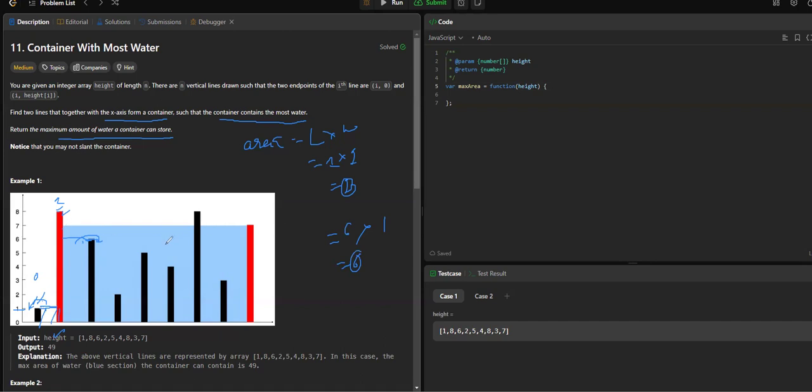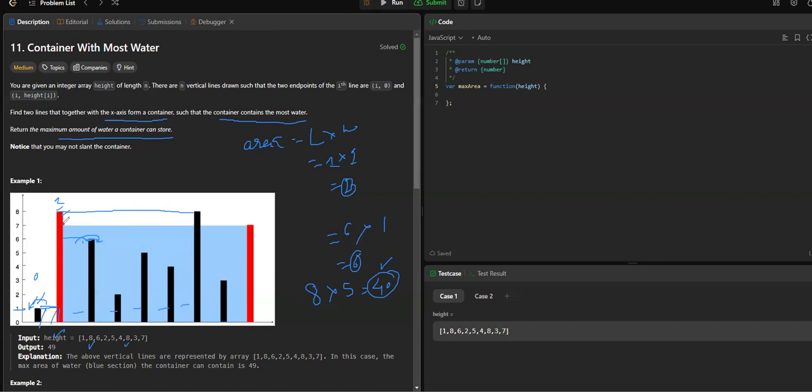So one thing we can think of is: whatever the two maximum heights we have, can the answer be between them? Let's say this is an 8 and this is an 8, both of them are 8. So the height would be 8. What about the width? The width would be 1, 2, 3, 4, 5, right? So 8 into 5, we are getting the answer as 40. So this can be a good candidate, one of the largest candidates, but it may or may not be the largest.